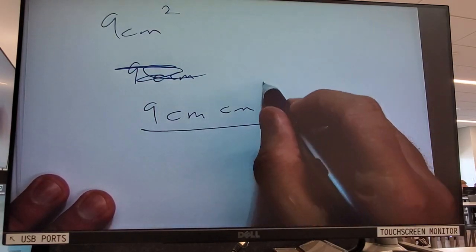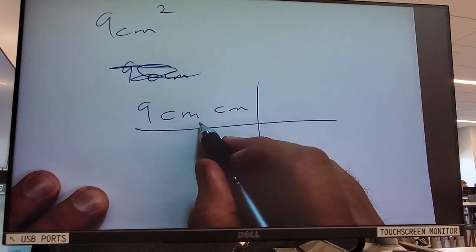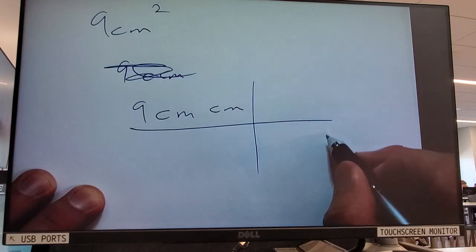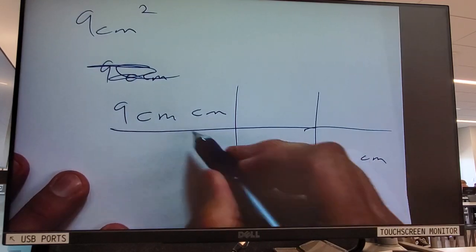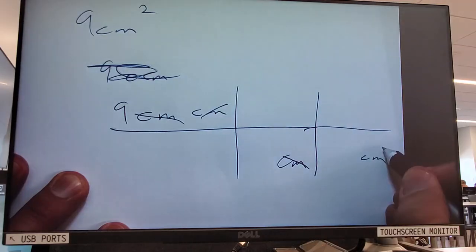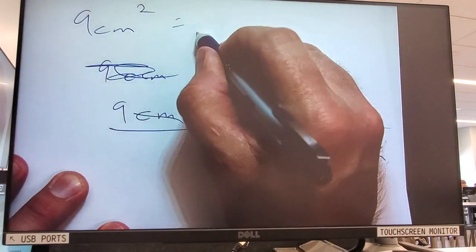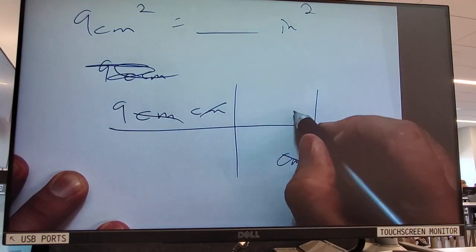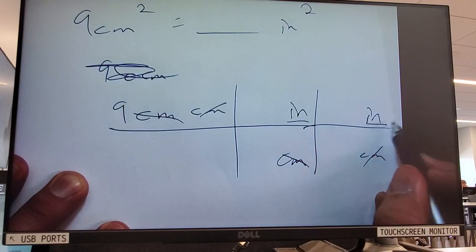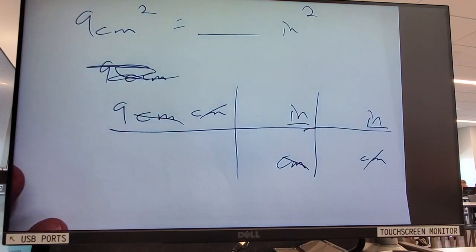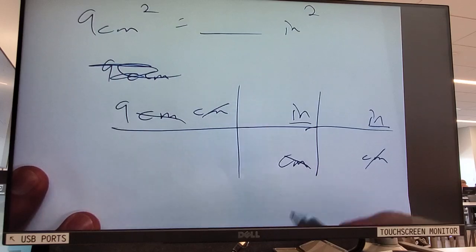Watch what that does for you. I have to kill centimeter how many times? Twice. So I'm going to kill it once, and then I'm going to kill it again. And what do I want to replace each time with? Inches. Each time I replace with inches, and then what am I going to end up with, of course? Square inches.